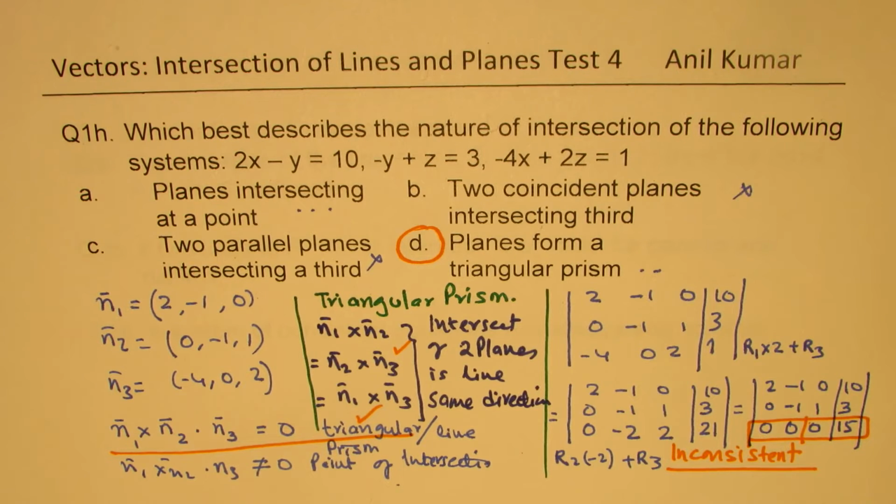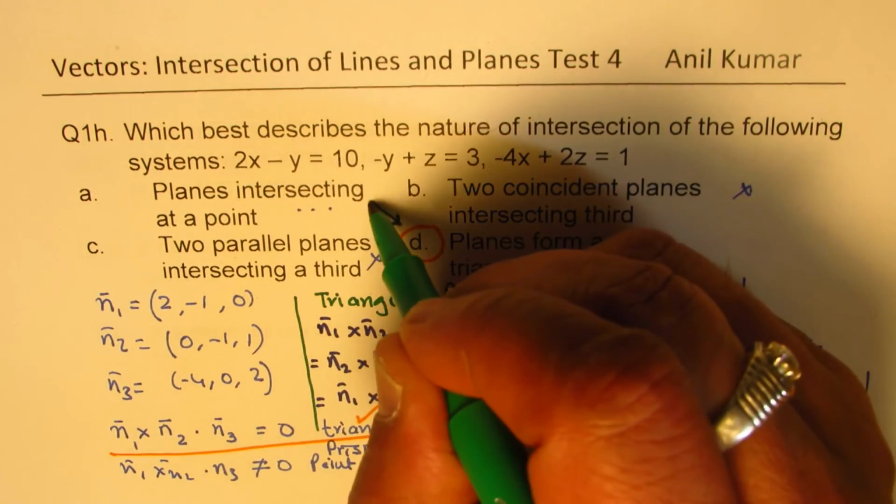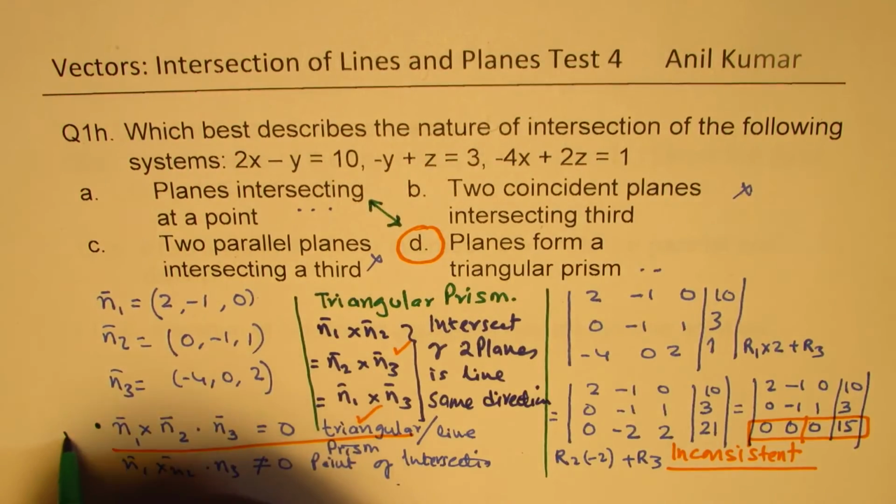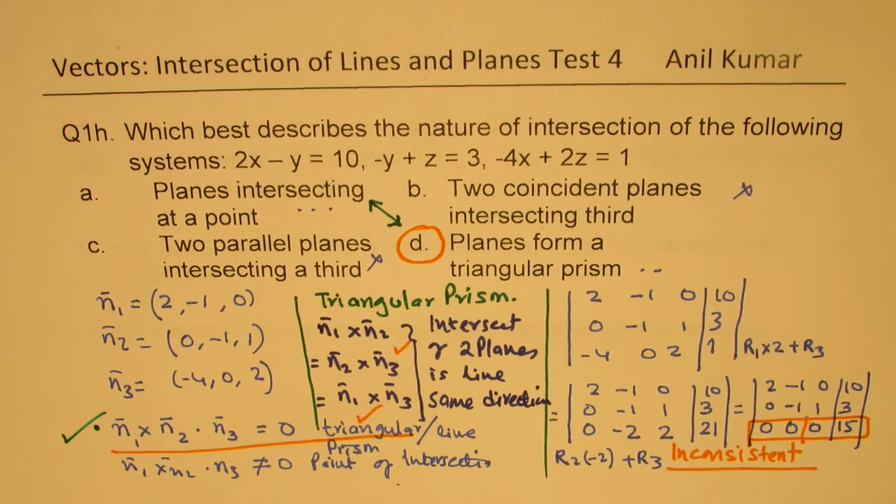So you could have adopted any particular method to figure out whether they are intersecting in a plane, intersecting or not intersecting, or whether they are intersecting in a triangular prism or at a point, right? Especially distinguishing between these two, I'll prefer this method to be adopted. Is that clear to you, right?